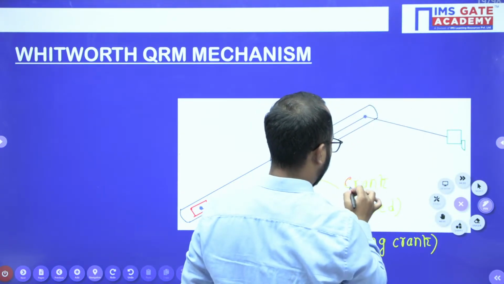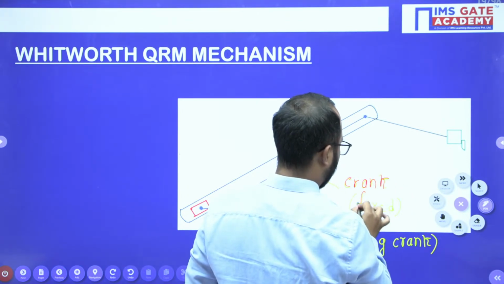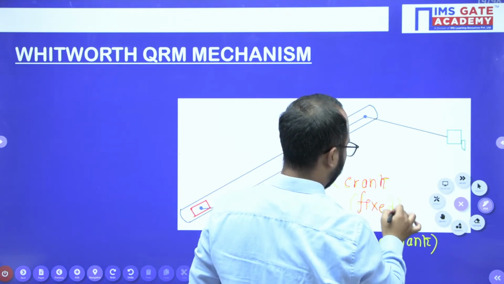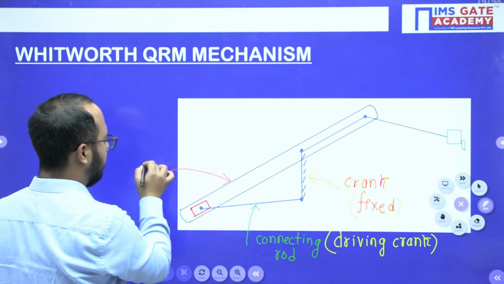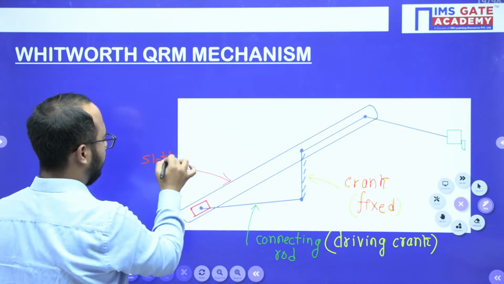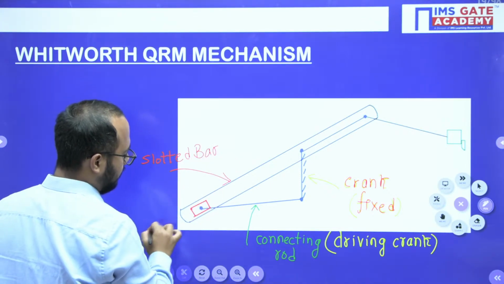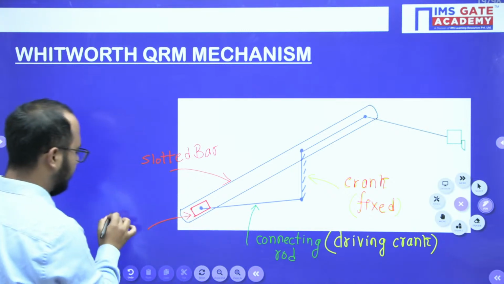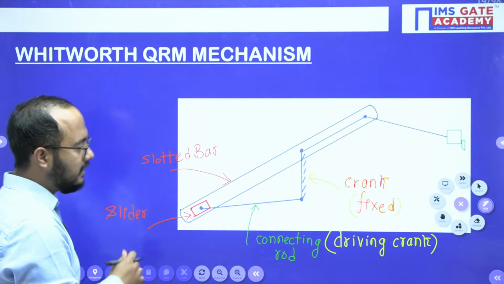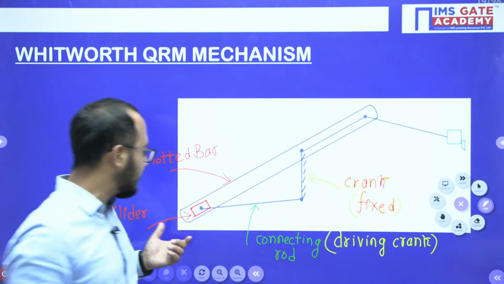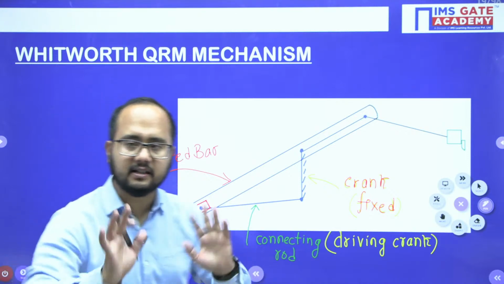Right, so I will write with the red one because it is not visible in white. Crank is fixed. Okay, crank is fixed. Now this is what we are having as a slotted bar. Okay, this is what we are having as a slider. Now you will say, sir, slotted bar is there, slider is there, connecting rod is there, crank is fixed. So connecting rod is acting as a driving crank, that is the correct part.